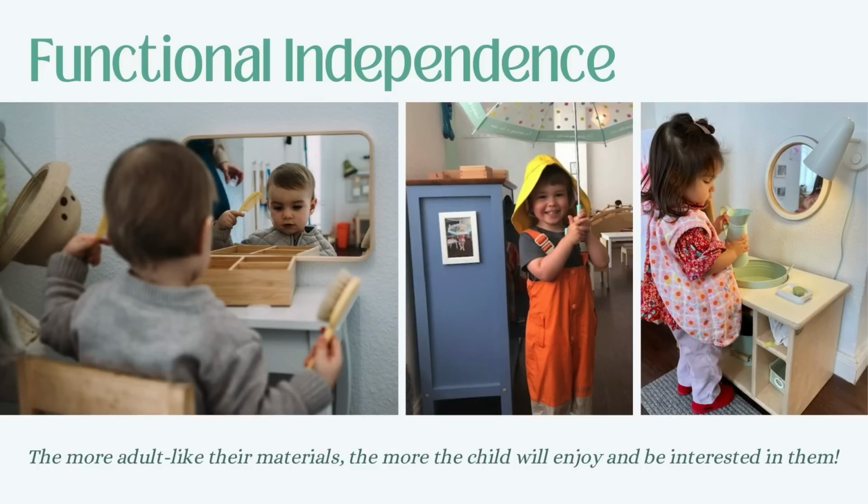In our self-care area, we have several tissues in a box in front of this mirror with a basket for the discarded tissues, the used ones. And the tissues that we use are actually individual toilet paper squares, which are the perfect size for little toddler hands. And in the bathroom, our potty is really simple and it just looks like a normal toilet. The more adult-like the materials look, the more the child will be interested in them and enjoy using them.